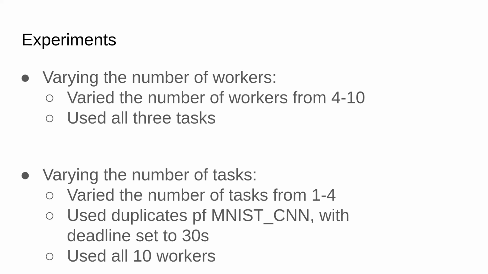I ran two sets of experiments. The first one, I varied the number of workers from 4 to 10, and I used all three of the tasks that I reviewed. And then the second set of experiments, I varied the number of tasks from 1 to 4. I used all 10 workers, and to keep the measuring scale even, I used duplicates of the same task when I increased the number of tasks, because if I used differing tasks, the different tasks place different load on the system, and that wouldn't be an even measuring stick.